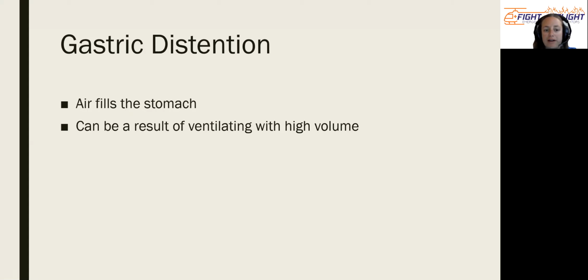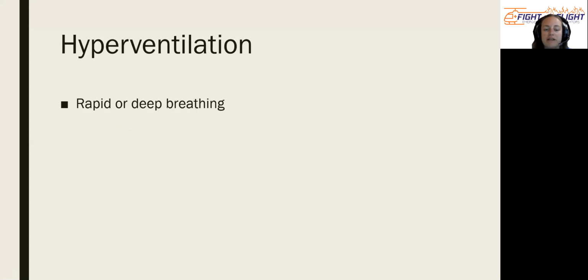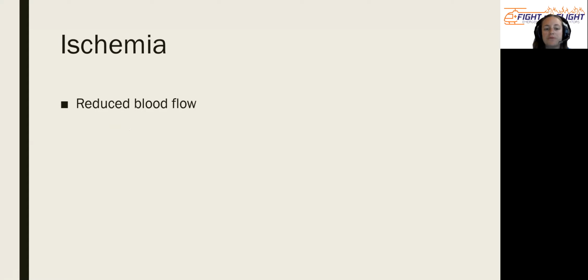Gastric distension is when air fills the stomach. This can happen when you're using a BVM if you ventilate with too high of a volume or too quickly. Hyperventilation is breathing fast, rapid or deep breathing, breathing too much. Ischemia is reduced blood flow, specifically to a certain part of the body. So like a blood clot causes ischemia, reduced blood flow.